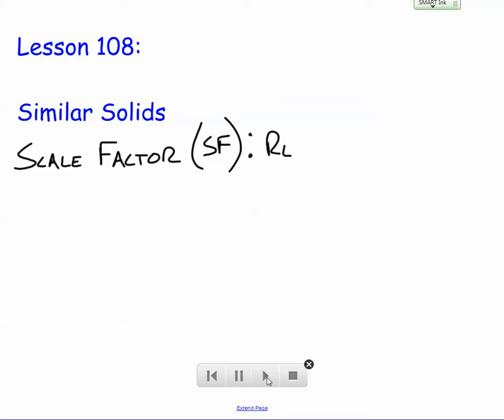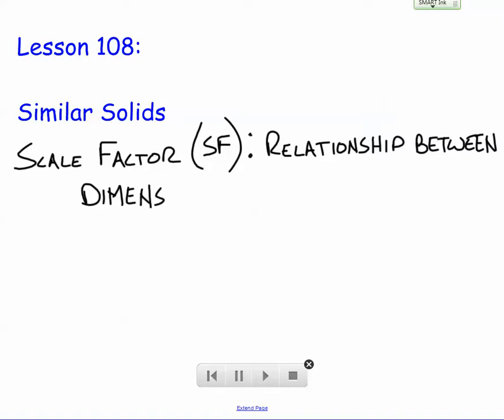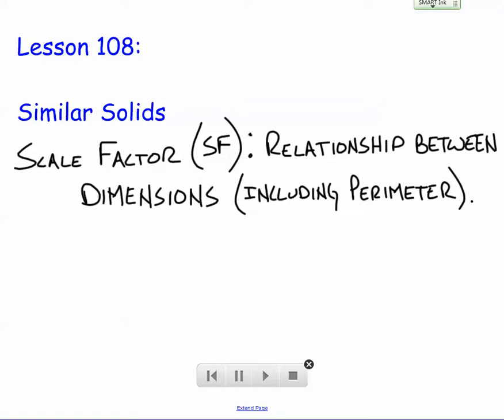And we should know that scale factor is, just simply put anyway, the relationship between dimensions of similar solids or even similar shapes. And that relationship would extend to perimeters too, because perimeters are just dimensions added together.